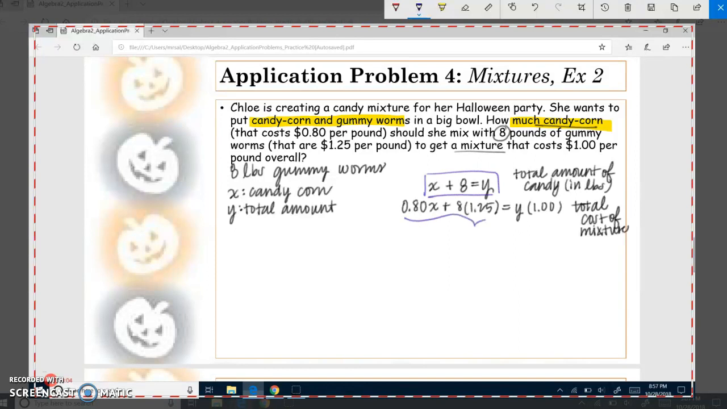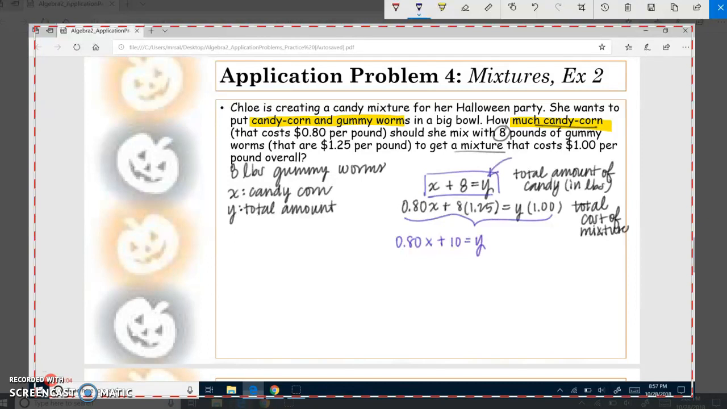Then my second equation, if I look at this, I've got 0.8x plus 8 times $1.25. We can multiply in our calculator, and that's going to give us 10. That is equal to $1 times Y, which is really just 1 times Y. So that's just equal to Y as well.